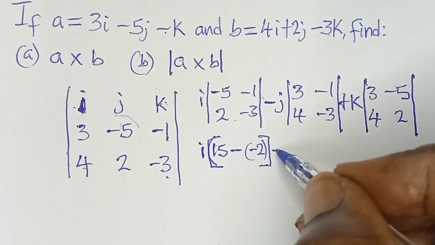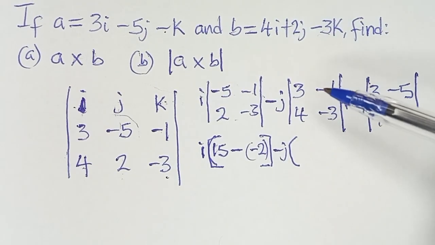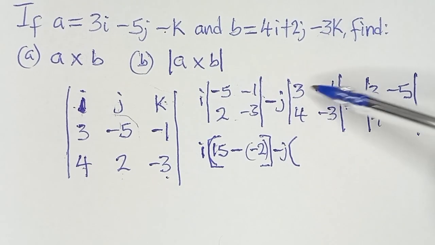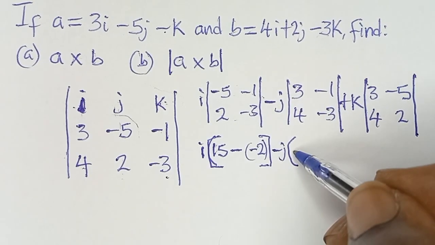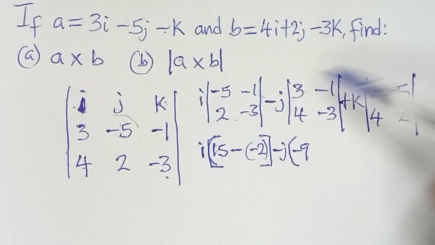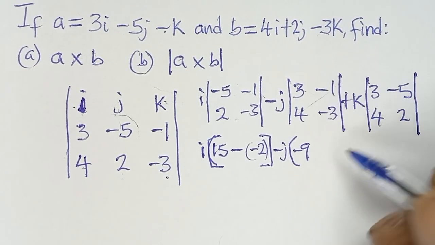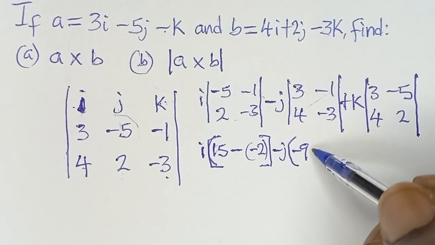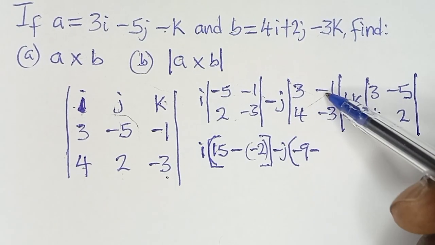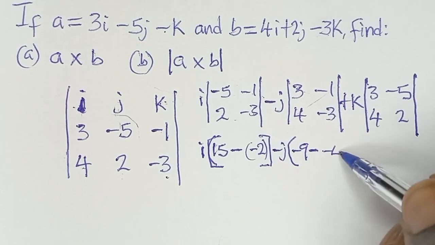And then minus j, and then I open up the column as well. So with respect to this j now, negative 3 multiplied by 3 gives us negative 9. Don't forget, you multiply this diagonal and then minus what you multiply here. So negative 9, then minus 4 multiplied by negative 1 will give us negative 4.